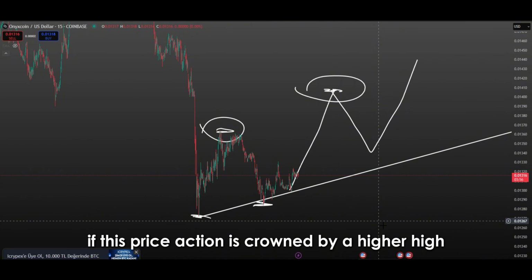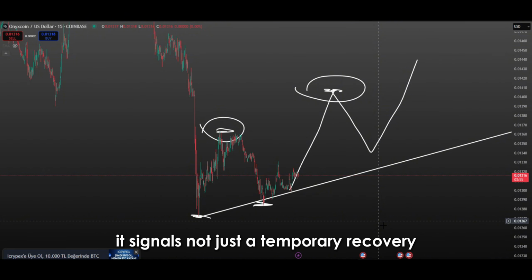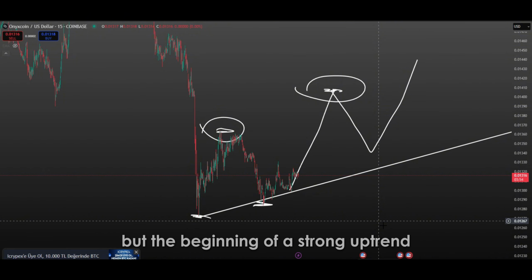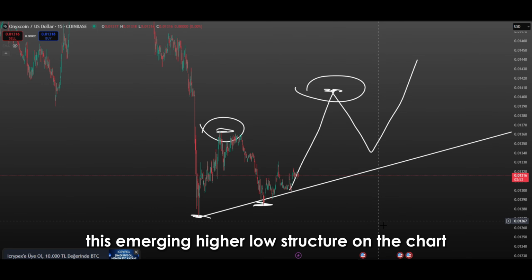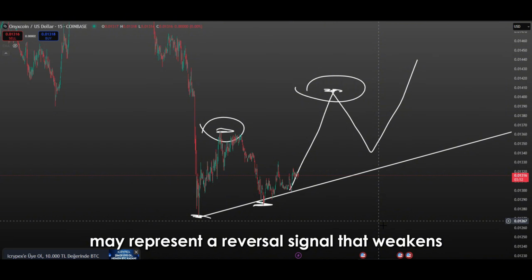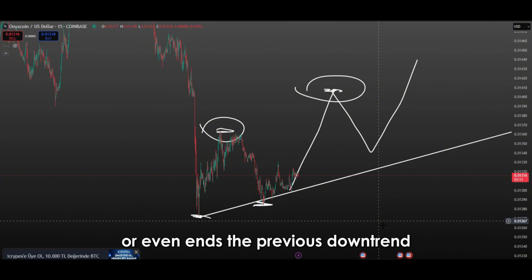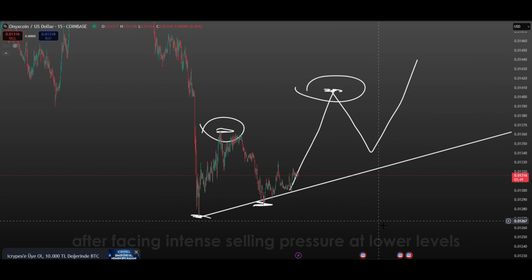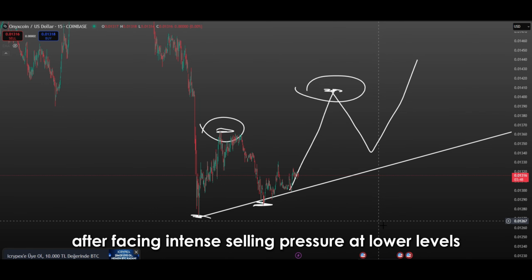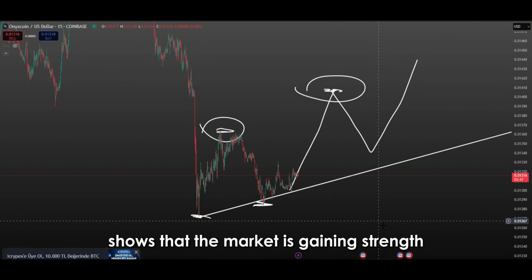If this price action is crowned by a higher high, it signals not just a temporary recovery, but the beginning of a strong uptrend. This emerging higher-low structure on the chart may represent a reversal signal that weakens or even ends the previous downtrend. Specifically, the price encountering buyers at higher levels after facing intense selling pressure at lower levels shows that the market is gaining strength.